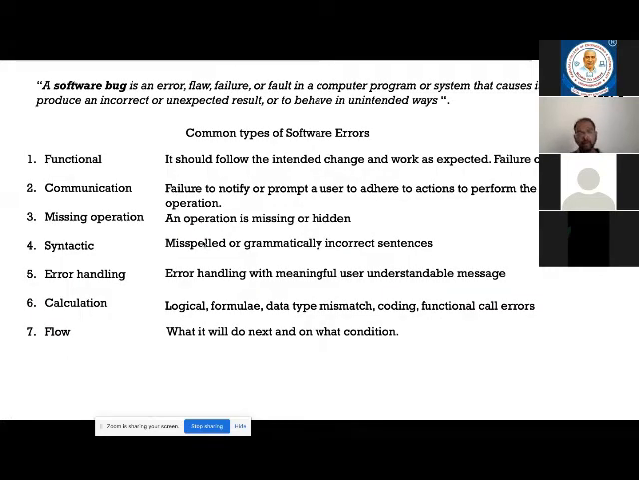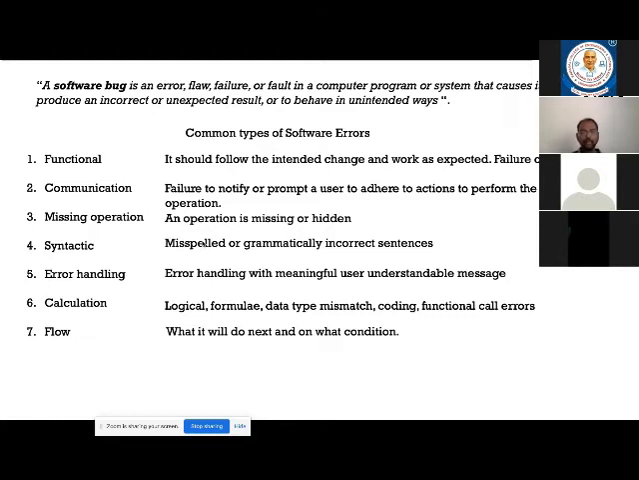So we all know a software bug could be on any level. This is just a definition which you can pull out from anywhere; I've pulled it from Wiki. A software bug is an error, flaw, failure, or fault in a computer program or system that causes it to produce an incorrect or unexpected result, or to behave in unintended ways. So if you define certain things and it behaves unintendedly, then you definitely have a bug.